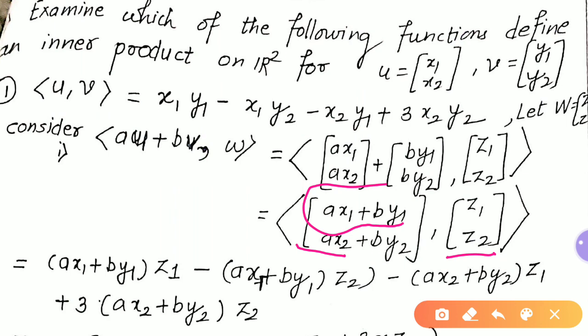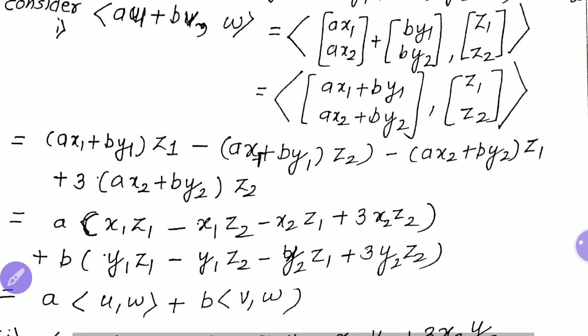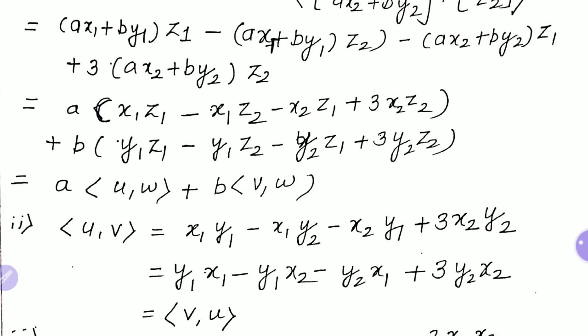So first element of this vector with first element of the second vector, that is (a x1 plus b y1) times z1, minus this one, x1 y2. So x1 with this y2, that is z2, minus this x2, second component of the first vector, times the first component of the second vector. Like that, if you apply the whole definition, you will get this quantity. Now after simplifying this further, we can take a common from the terms. After taking a common, we get this inside the bracket. After taking b common, we get this.